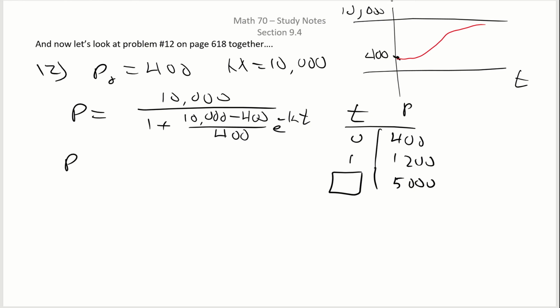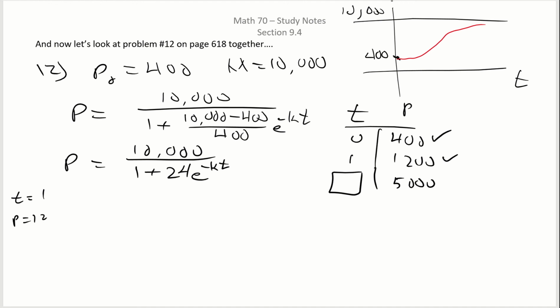Anyway, this becomes, with a calculator, 1 plus, I think, 24 e to the minus kt. Okay, so we used that information from the initial condition. We're now going to use this fact that it tripled in 3 years. So when we plug in t equal to 1, in 1 year, then P triples to 1,200.